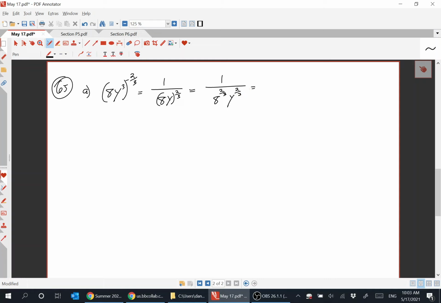So now, what is 8 to the 2/3? What is the meaning of that rational exponent? 8 to the 2/3. It means the third root of 8 squared. Would it be 8y to the third in parentheses to the 2/3 on the bottom? Sorry, yeah, I lost my third there. You're right.